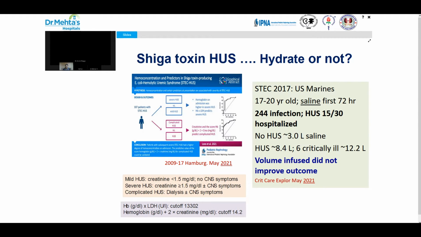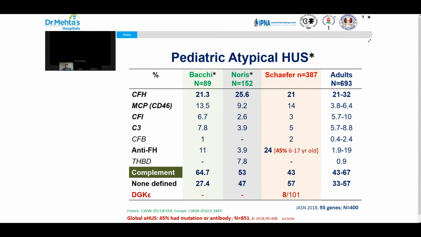Now, if you look at pediatric atypical HUS, the complement-mediated HUS, this is really a table showing data from some large series. The first column is the data from Bachi from France. The other one is pan-European data from Italy. And then the third one is from Dr. Schaefer's group. It was really a global HUS registry. And the last column is data from adults. And as you can see, these are large numbers.